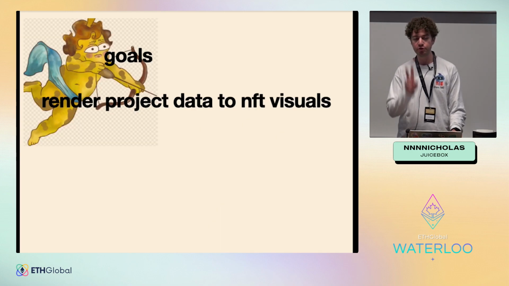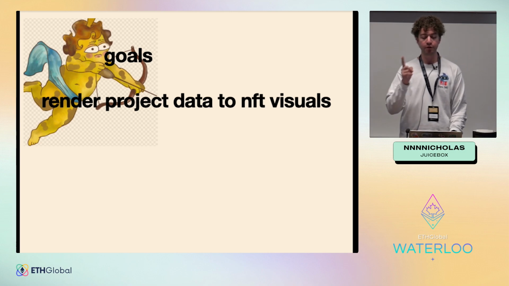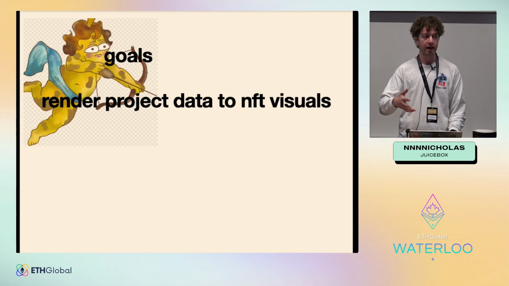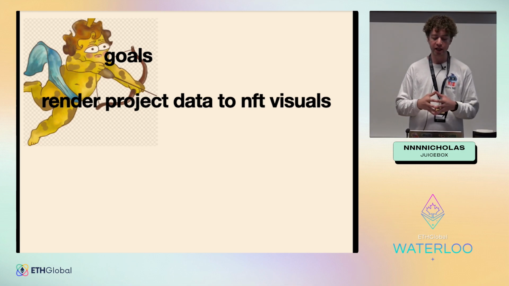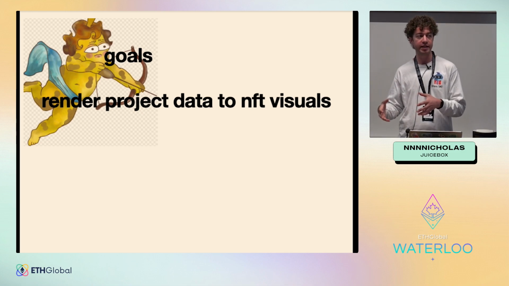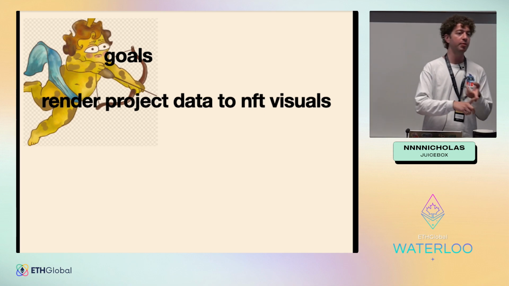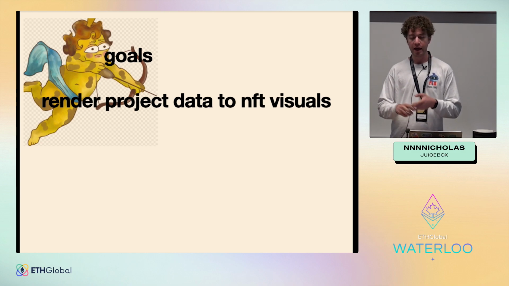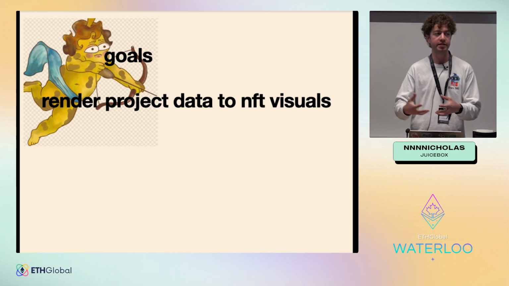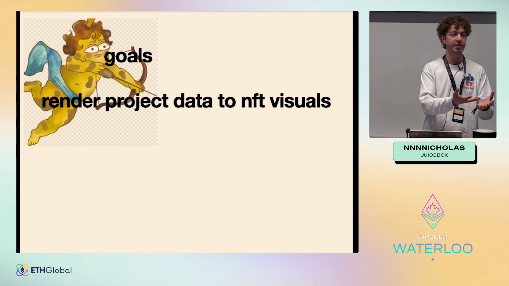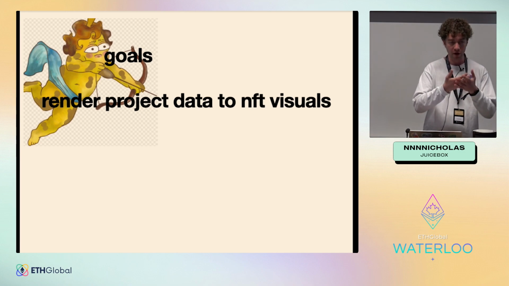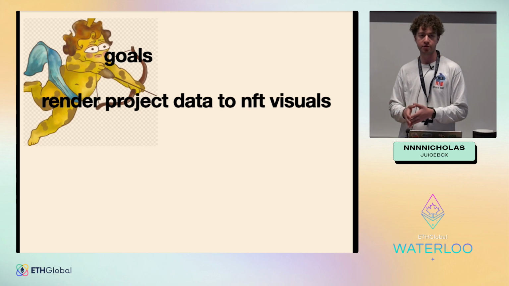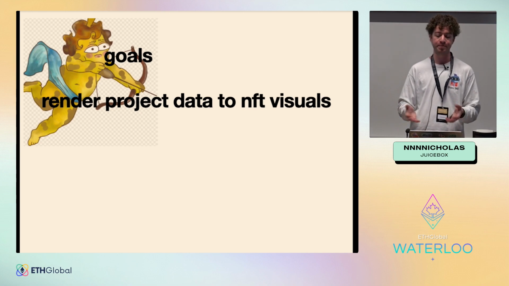So there were 2 goals for this project when I set out. The first was to render project data to NFTs visually. Essentially, I wanted to surface live blockchain data from the status of these treasuries, how much ETH is inside of them, how many tokens have been issued against these projects, etc. To emphasize the on-chainness of the projects, I wanted to visualize that directly in the image without recourse to IPFS or any kind of HTTPS hosted metadata. I wanted to do it entirely on-chain.